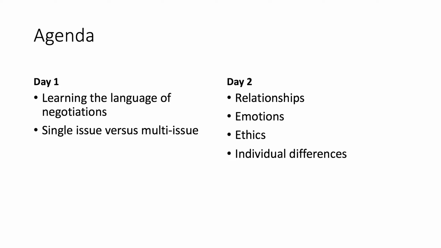All right, so let's just quickly go over some of this material. On day 1, we talked about learning the language of negotiations. We went over some specific terms that are within the negotiations context. We also looked at single versus multi-issue negotiations, and we'll talk in just a moment about some of the definitions that we use to talk about these two different types of negotiation. On day 2, we talked about a range of issues, including relationships, emotions, ethics, and through your self-assessment, we talked about individual differences. So let's jump right into it and review some of the concepts from class.